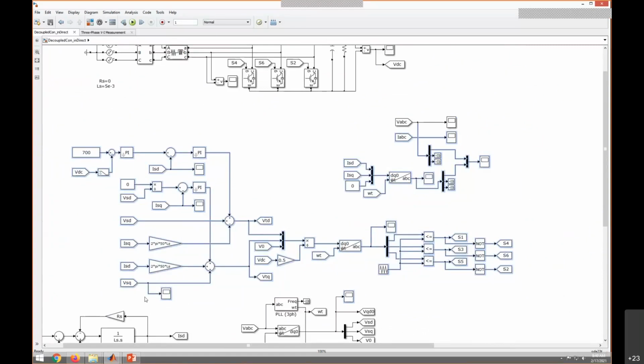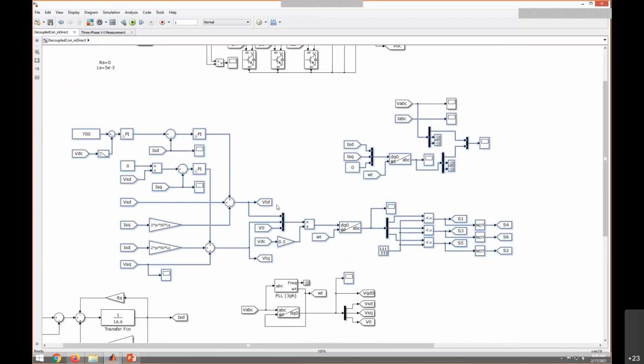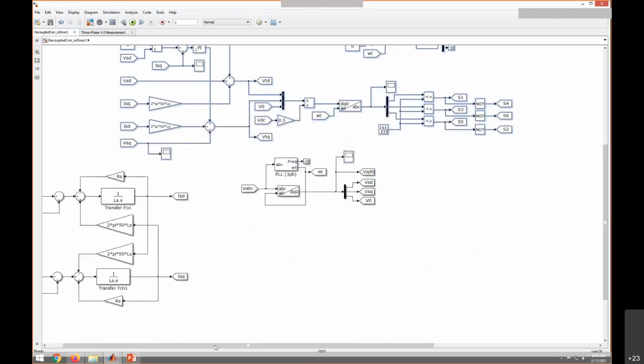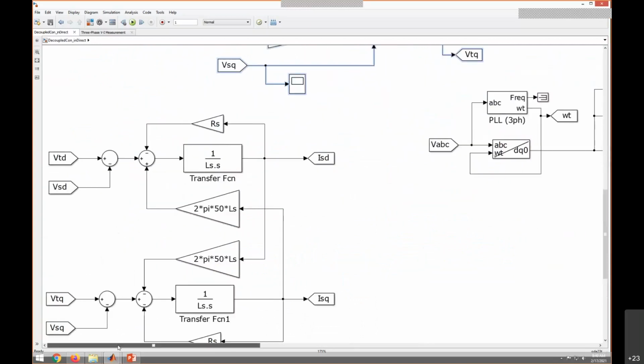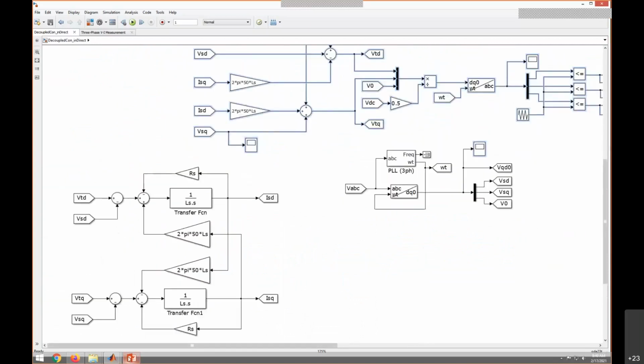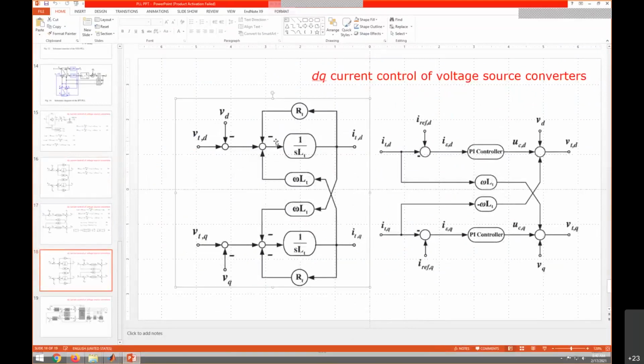So the only thing is, instead of measuring these grid currents or inverter currents, we need to obtain the inverter current from grid voltages. Okay, we need to obtain the grid currents from grid voltages. So for that we have this additional part, right? So here we need to implement some feed forward network. This is the one. Yeah, this circuit we need to implement, right? The left hand side circuit we need to implement.